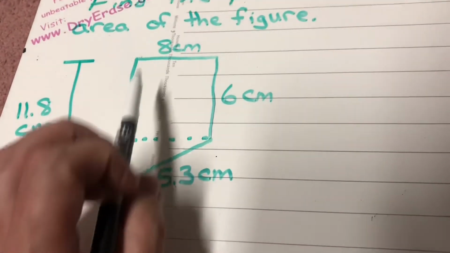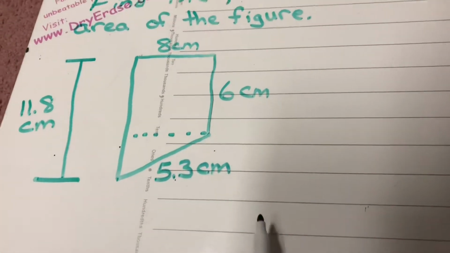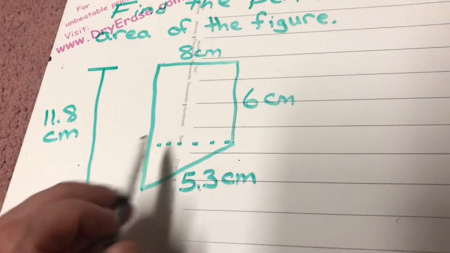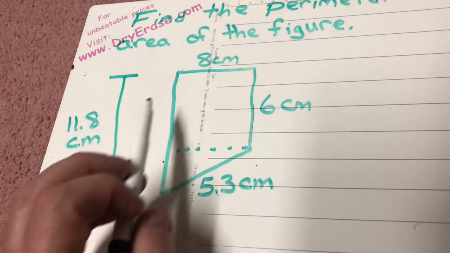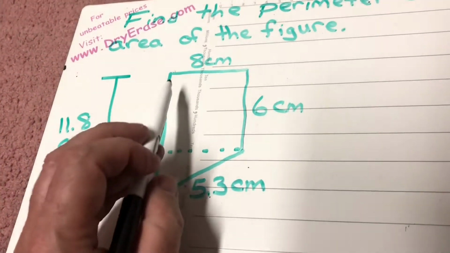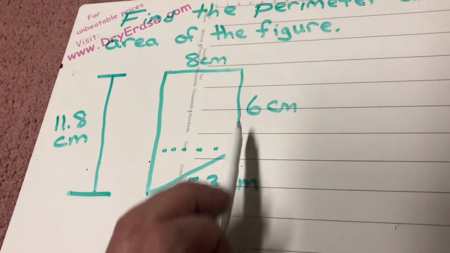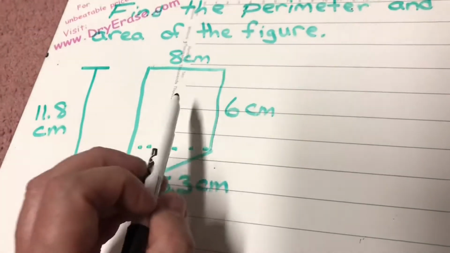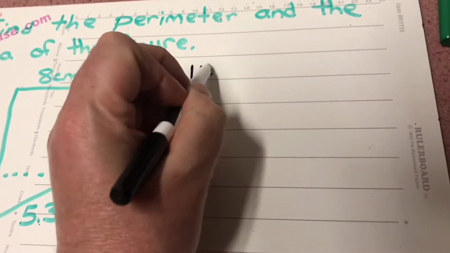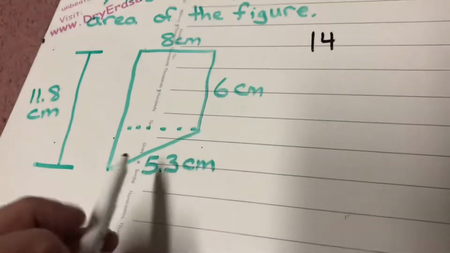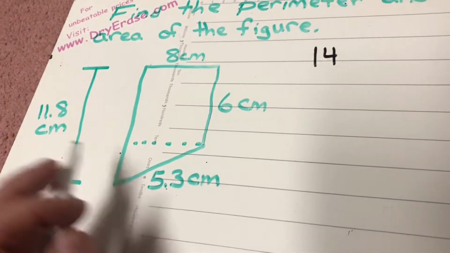And so here I see that I have a rectangle and a triangle, but for the perimeter, that doesn't really matter. Perimeter is just the distance around. So I just have to add these numbers together: 11.8, 5.3, 6, and 8. Well, I know that 6 and 8 make 14, so I'm just going to go ahead and write 14. Then I have 5.3 and 11.8.